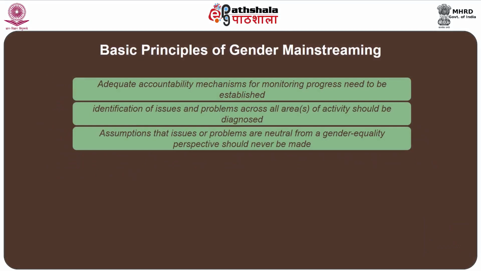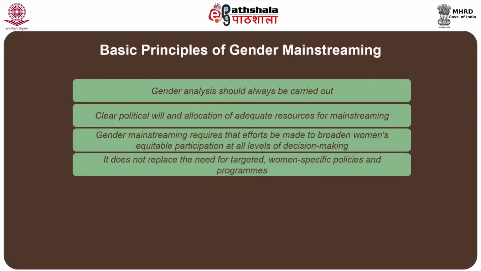The basic principles of gender mainstreaming, according to the UN Division for the Advancement of Women, include that accountability mechanisms for monitoring progress need to be established. The initial identification of issues and problems across the areas of activity should be such that gender differences and disparities, especially gender-based violence, are diagnosed. The assumption that issues or problems are neutral from a gender equality perspective should never be made. Gender analysis should always be carried out, and measuring gender-based violence is a basic task. Clear political will and allocation of adequate resources for measuring and monitoring gender-based violence is very important.